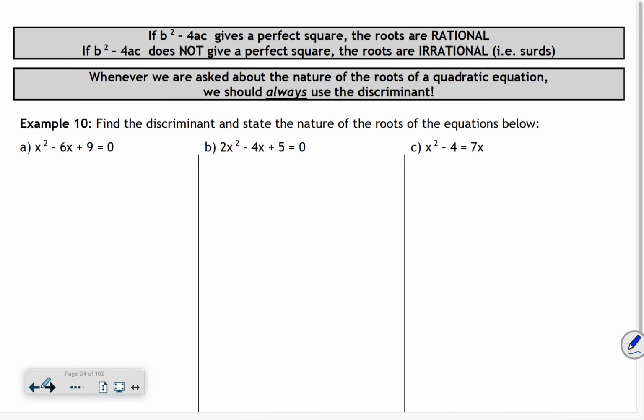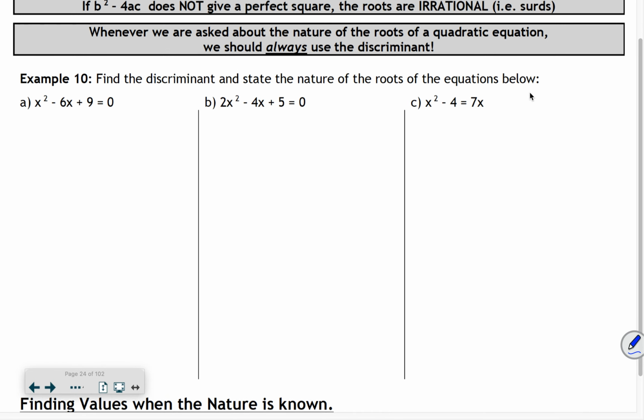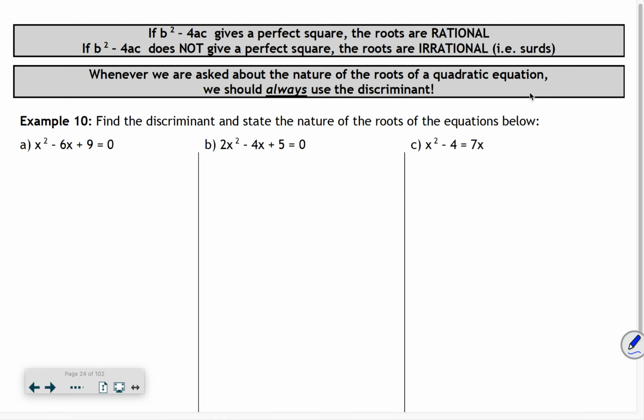So this next bit is going to get us to find the discriminant and state the nature of the roots. To find the discriminant, all we do is use this expression b squared minus 4ac, because that is the part of the quadratic formula that we need. The quadratic formula is written as x is equal to minus b plus or minus the square root of b squared minus 4ac all over 2a. This bit here is the discriminant, b squared minus 4ac. So learn that. The discriminant is b squared minus 4ac.